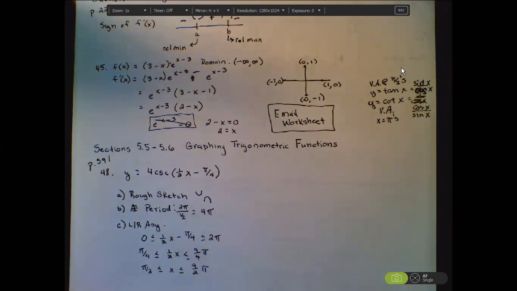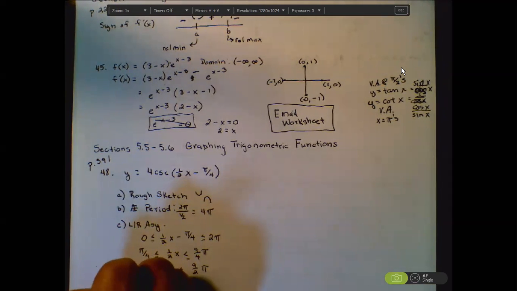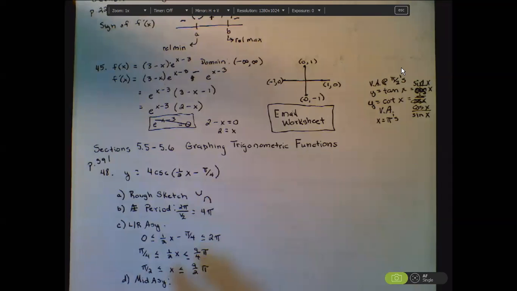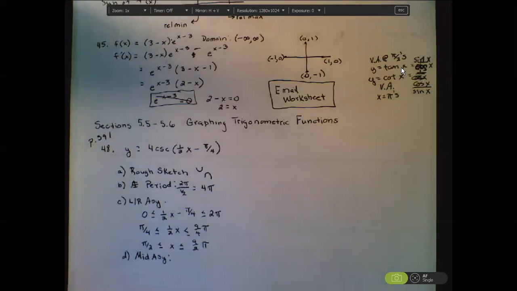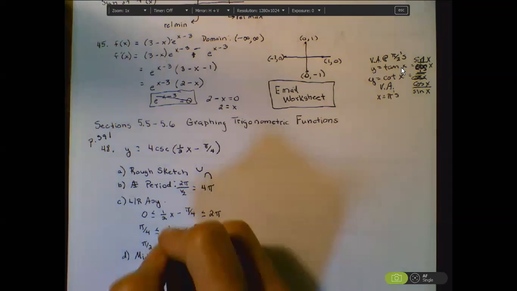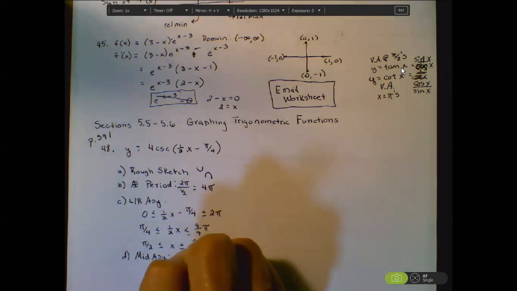And in the D part, I ask you for the middle asymptote. How do you find what's halfway between pi over 2 and 9 halves pi? Add them and divide by 2. Absolutely. So 1 half plus 9 halves is 10 halves. Halfway between those would be 5 halves pi. So x equals 5 halves pi.